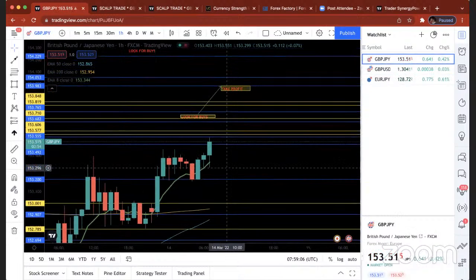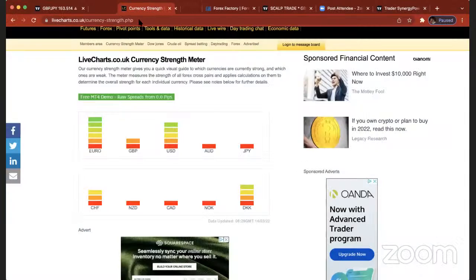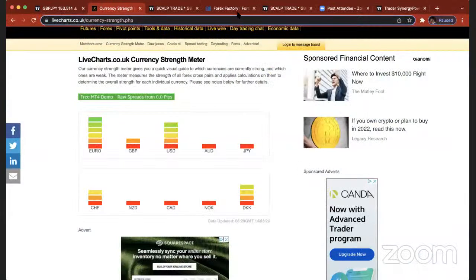All right, let's look at news, you guys, as well. We haven't looked at the news just yet. And our currency strength meter needs to be right here.